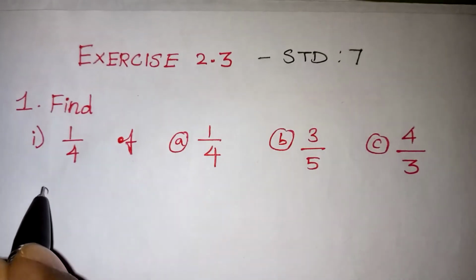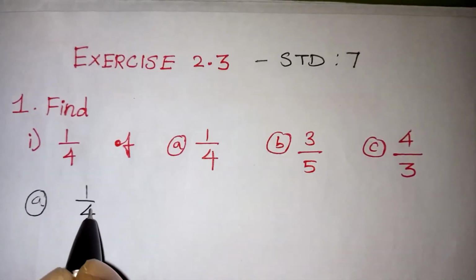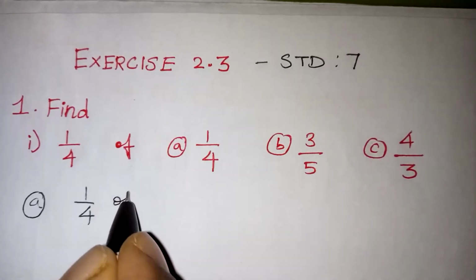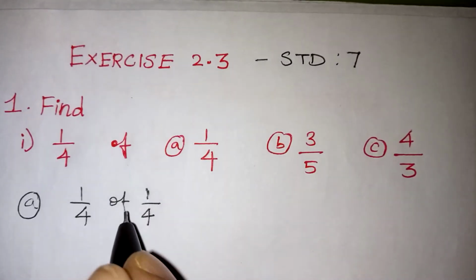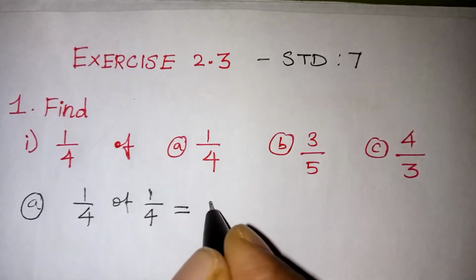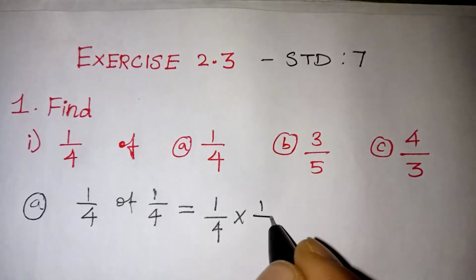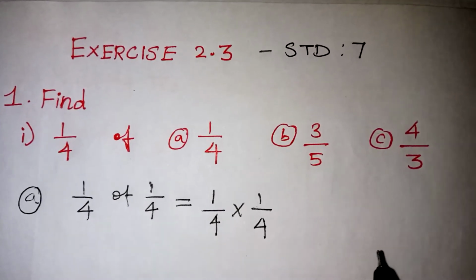So the question A is 1 by 4 of 1 by 4 actually. So 1 by 4 of is common for all the three problems. So 1 by 4 of 1 by 4 we have to find. So here "of" means multiplication. "Of" means multiplication, so that we have to change now. So 1 by 4 into 1 by 4. So we have written. Now multiplication of fractions is very easy.